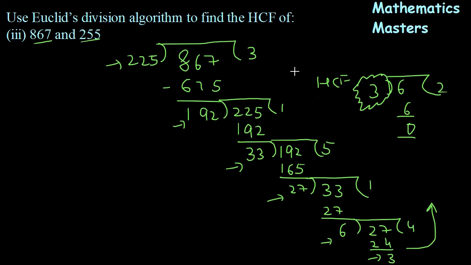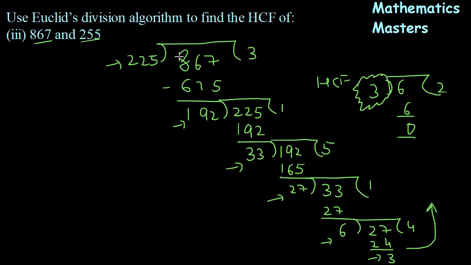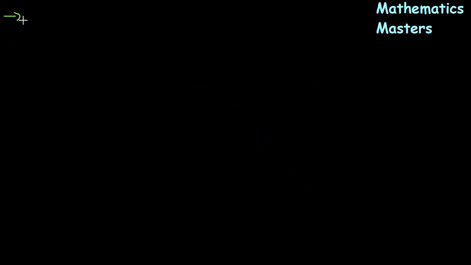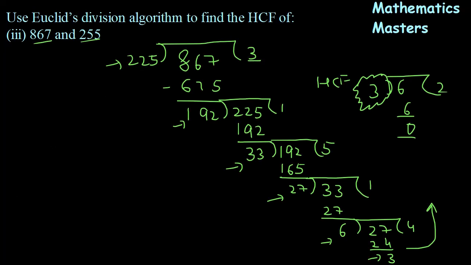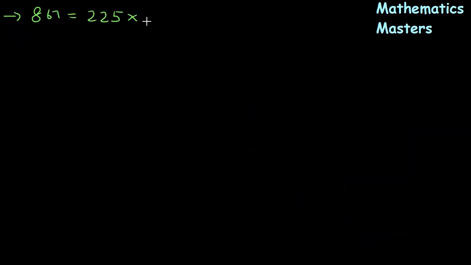Let's just try to write all this process in the form of the lines that we were writing already. What was the previous number? The initial number was 867. We have divided 867 by 225, how many times? 3 times. So the quotient was 3. So 867 equals 225 times 3 plus our remainder 192.